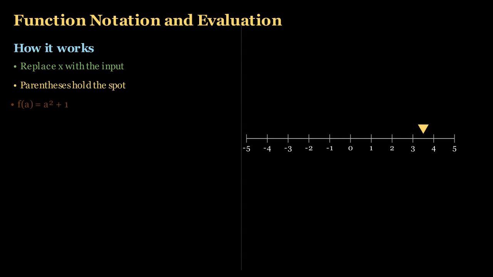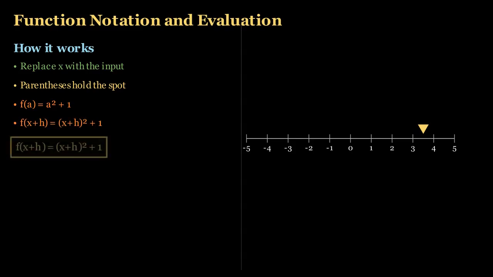Now the big one for calculus, f of x plus h. We take the whole chunk x plus h and put it in the parentheses. That means we square the entire quantity x plus h, then add 1. So f of x plus h is the quantity x plus h squared, plus 1.